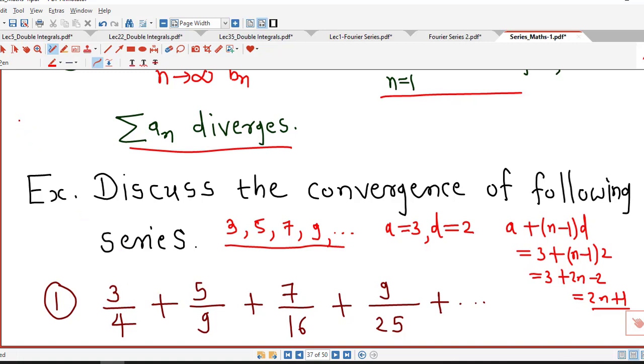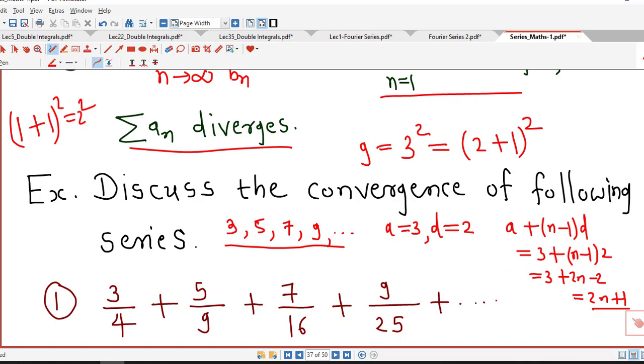So we can write 4 as (1 plus 1) whole square, that is 2 square. Similarly, we can write 9 as 3 square, which we can rewrite as (2 plus 1) whole square. Similarly, (3 plus 1) whole square is 16. So this 4 corresponds to n equal to 1, and we have written (1 plus 1) whole square. 9 corresponds to n equal to 2, which is written as (2 plus 1) whole square. 16 corresponds to n equal to 3, which we have written as (3 plus 1) whole square.